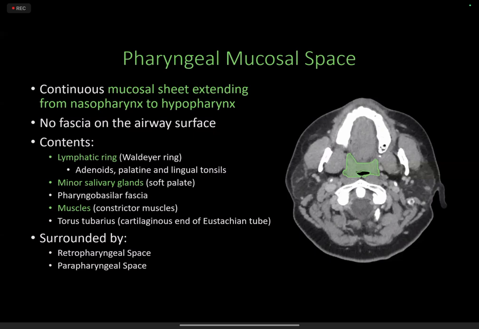Next, let's move on to the pharyngeal mucosal space. The pharyngeal mucosal space is a continuous mucosal sheet that extends from the nasopharynx all the way down to the level of the hypopharynx. So here it is right here, your pharyngeal mucosal space. Remember that there's no fascia on the airway surface, so this allows all sorts of bacteria to penetrate through the pharyngeal mucosal space, causing infection. This space contains the lymphatic ring, or Waldeyer's ring: the adenoids, the palatine tonsils, and the lingual tonsils, as well as the minor salivary glands, which are mostly located along the soft palate, and some of the constrictor muscles. Remember that the pharyngeal mucosal space is bounded posteriorly by the retropharyngeal space, and we already talked about the parapharyngeal fat laterally.